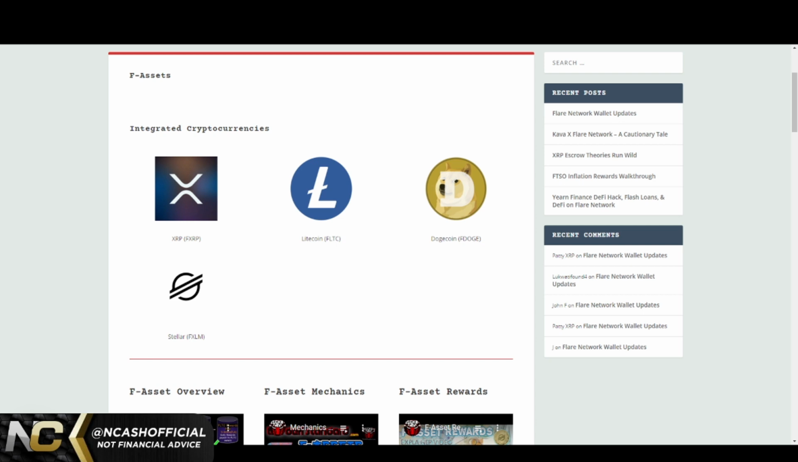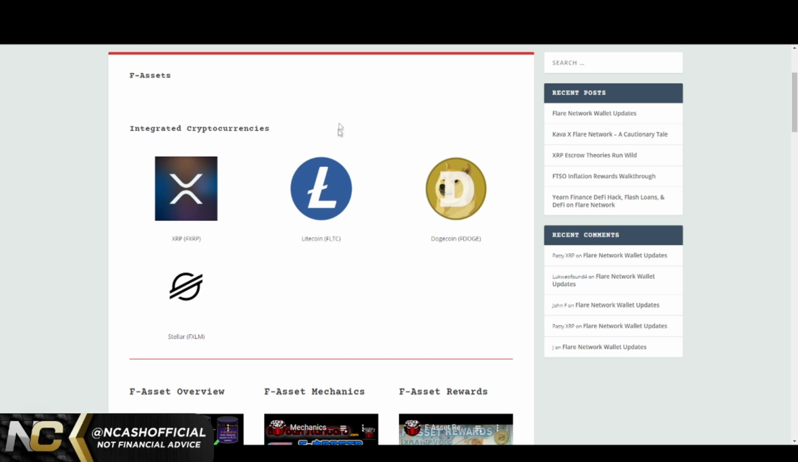And if you guys don't really like Flare, or you don't know about Flare, or whatever the case may be, definitely look into it and do your research, because Flare is going to be a big player in this game. And if you guys hold XRP, if you hold XLM, if you hold any asset that's going to become an F asset, including XDC, because XDC is going to be an F asset, definitely do your research and definitely look into this, because like I said, Flare is going to be massive, and I can't stress that enough.